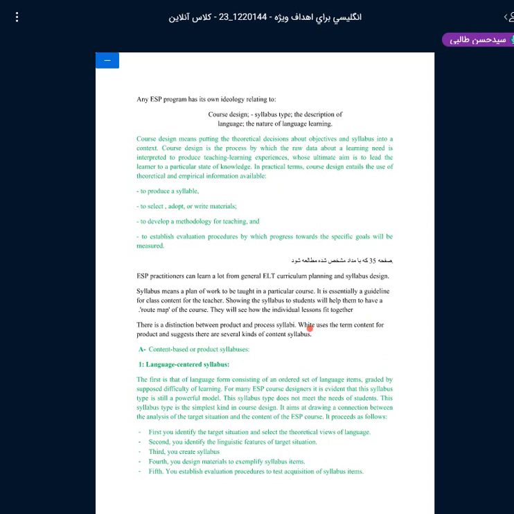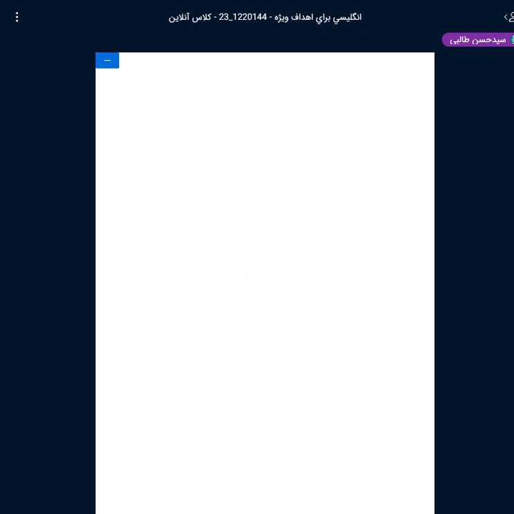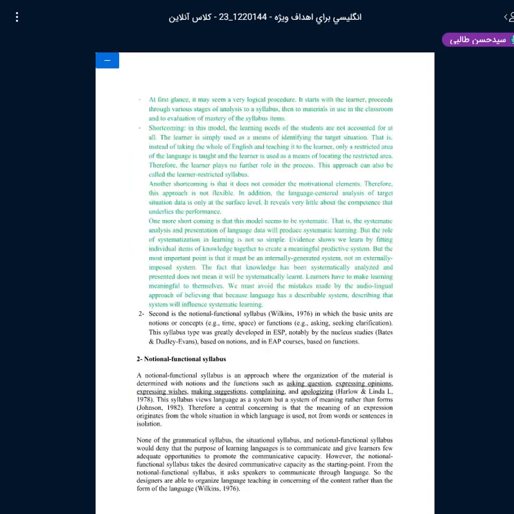At first glance, it seems to be a very logical procedure because the steps are very clear. But the first problem is that it has a very narrow view of language learning, and this narrow view is about structure. It is supposed that if students learn the structure of language, the vocabulary and grammar related to the target situation, they will learn language. And you know that language learning is not just vocabulary and grammar.